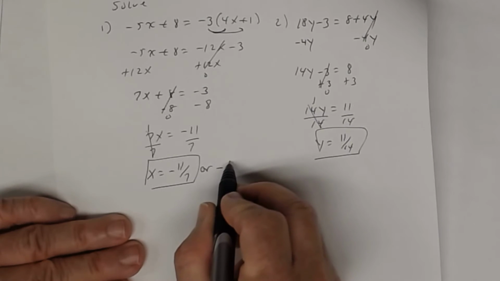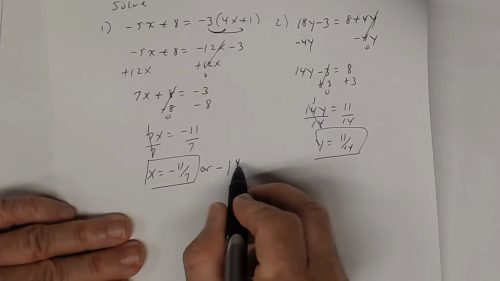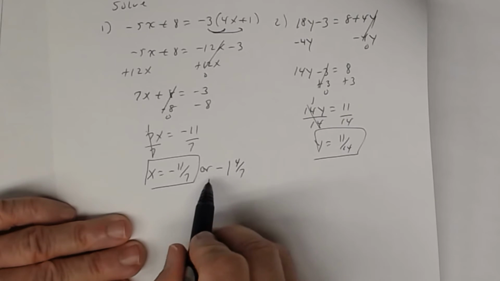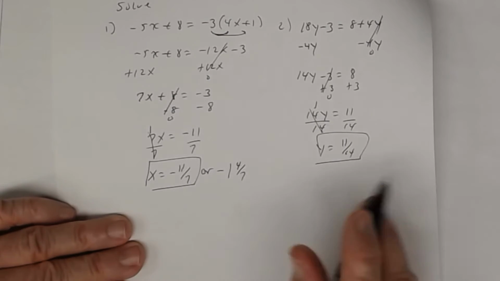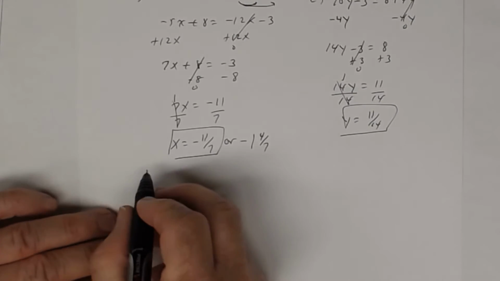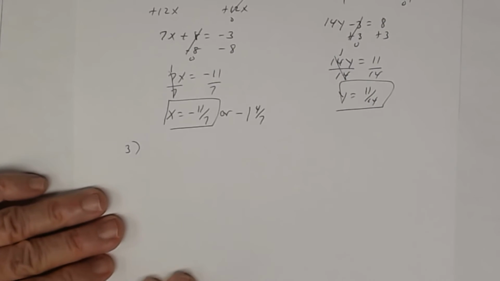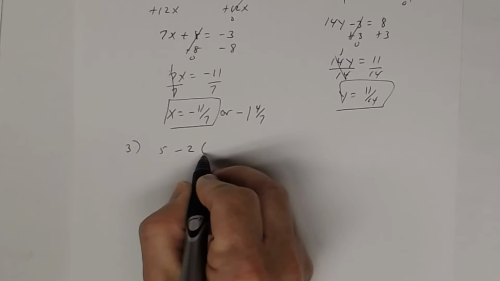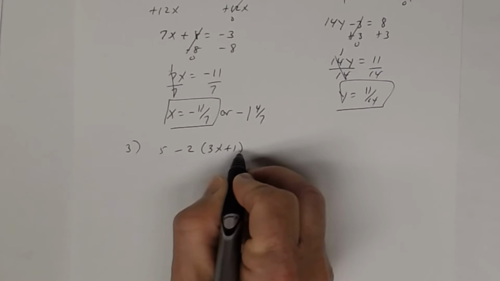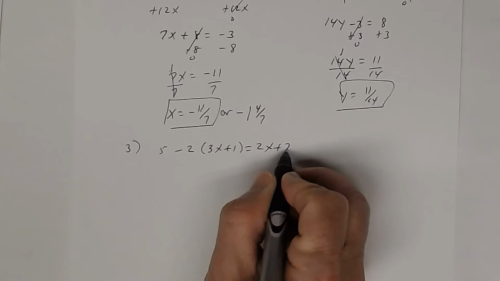This would be negative 1 and 4 sevenths. So 7 divided into 11 is 1 with remainder 4. Okay? All right. Okay, number 3. So number 3, you have this: 5 minus 2 times (3x plus 1) equals 2x plus 7.